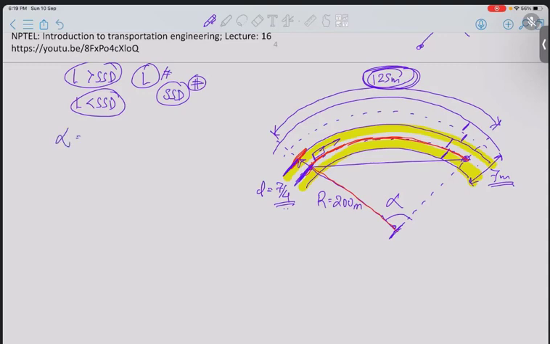So the alpha angle in radians, if we calculate, will be 125 divided by 200 minus 7 by 4. So what is this angle? Tell me in degrees. What is the angle in degrees? The value you will get will be in radians, and then you multiply this by 180 divided by pi, and you get the answer in degrees.